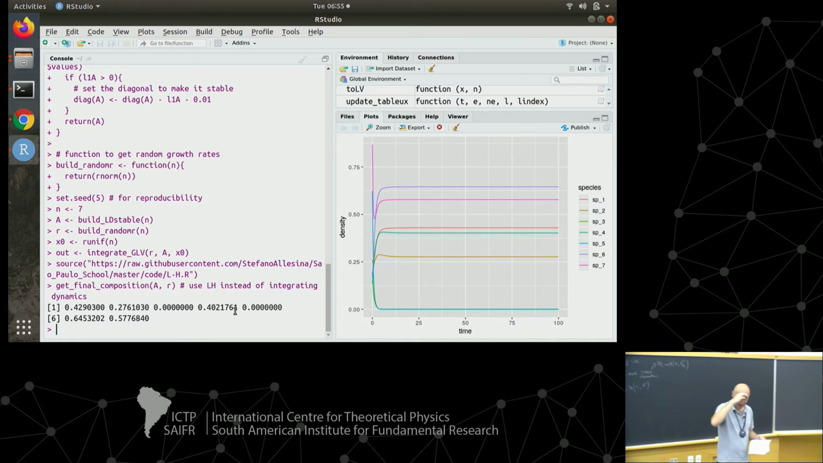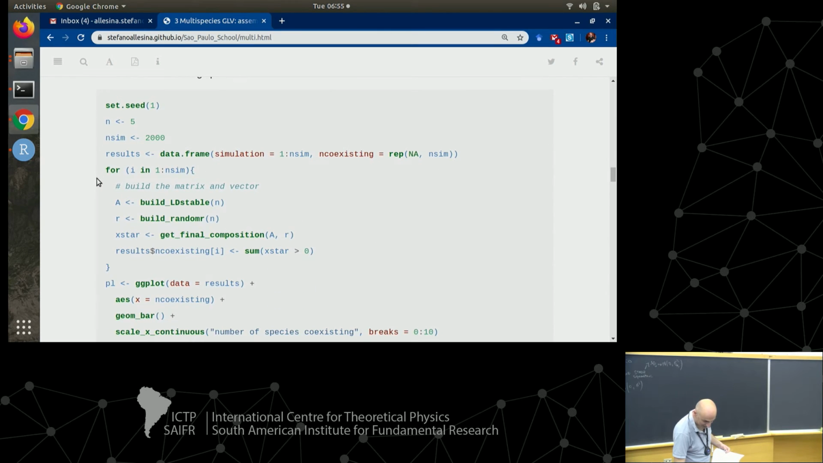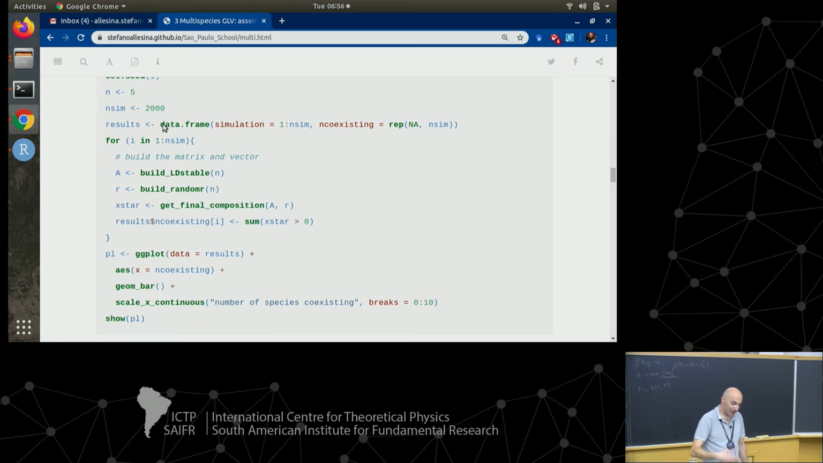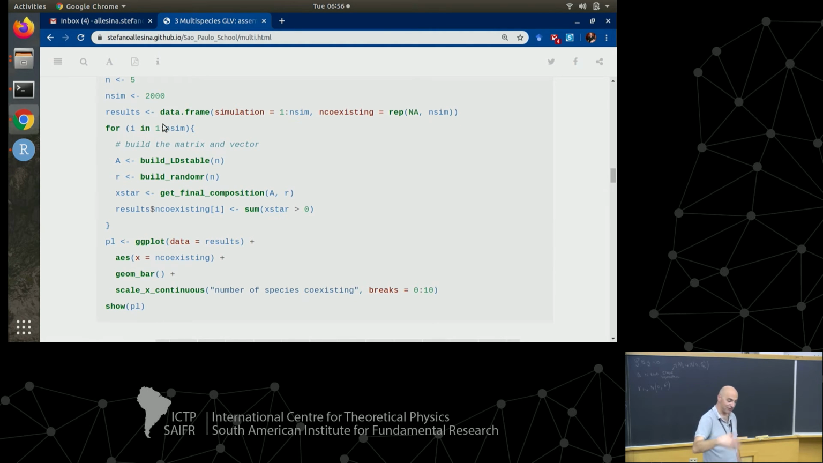So how do we do this numerically? We have to decide how many times we want to do these random zoo experiments. Here I do it 2,000 times. We need to choose how many species we want to have in our pool. Here, for simplicity, because my computer is a bit old, I chose 5 species. If you have a faster computer, you can put 20 or whatever you want. For each draw of this process, we build a matrix, we build the growth rates, we get the final composition, and we count how many species are persisting. So what is the size of this set K? How many species will coexist at equilibrium? And then we just plot the results.